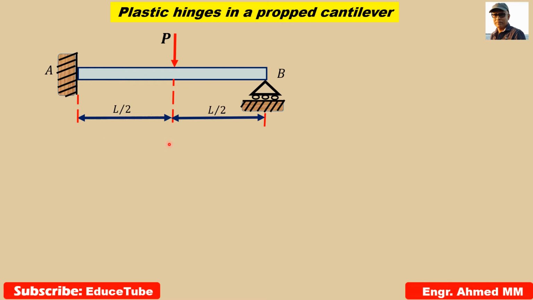So to get that, first we have to find the deflection at this point B due to this load P. As well, we need to find again the deflection at B due to the reaction RB here.